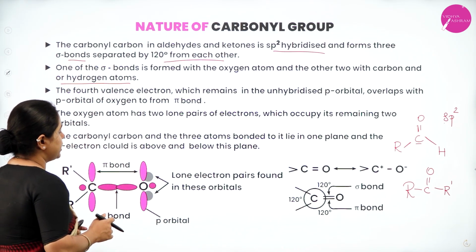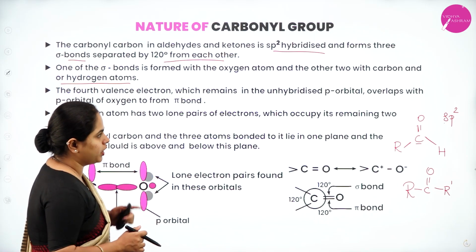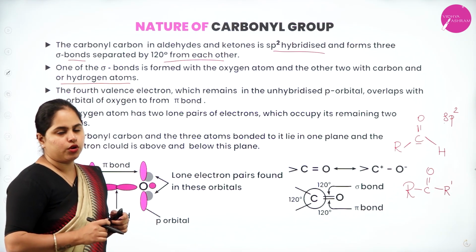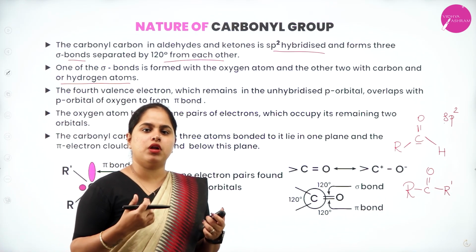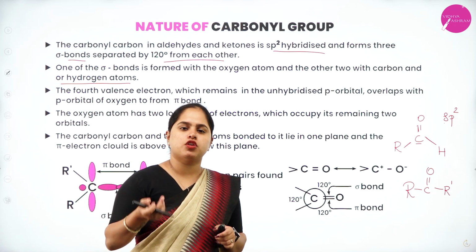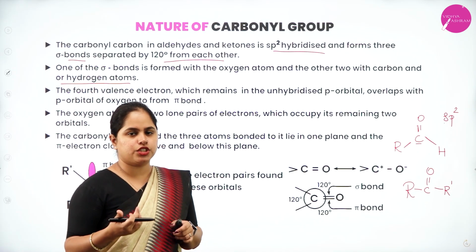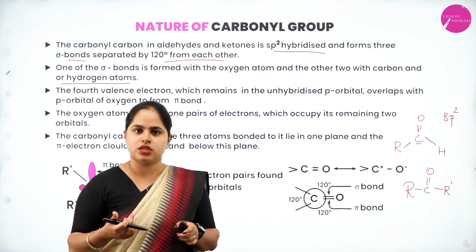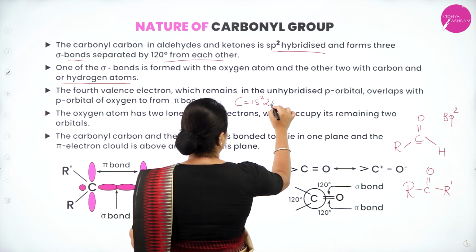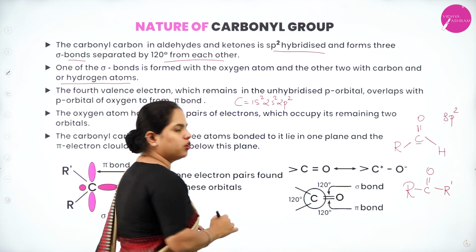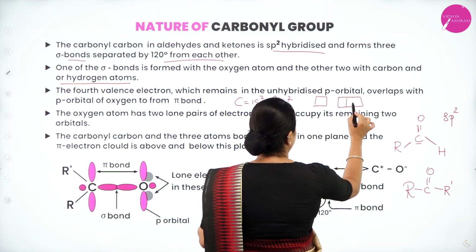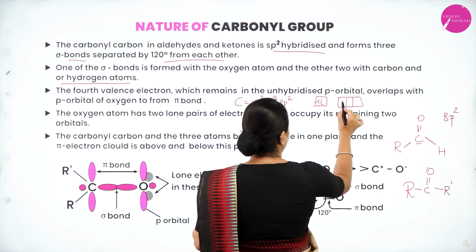Now, the 4th valence electron, which remains in the unhybridized p orbital, overlaps with the p orbital of the oxygen atom to form pi bond. Okay, so how the sigma bond is formed and how the pi bond is formed in detail, we have studied in class 11 itself. So only 3 orbitals of the carbon atom are taking part in hybridization and form 3 sp2 hybridized orbitals. So let us see the electronic configuration of carbon. It is 1s2, 2s2, 2p2. Atomic number of carbon is 6, right? So this is the 2s which I have drawn here. This is the 2p. So in 2s you have 2 electrons and in 2p you have 2 electrons.